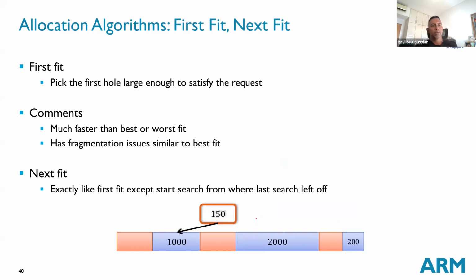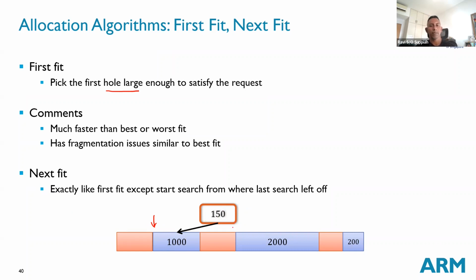The other ones are first fit and next fit. First fit is the moment you find a hole large enough to satisfy the request, you straight away take it. For example, if I request 150 and the very first hole that I come across is big enough, I straight away take it. Next fit is the same as first fit, except that you continue from where you left off.